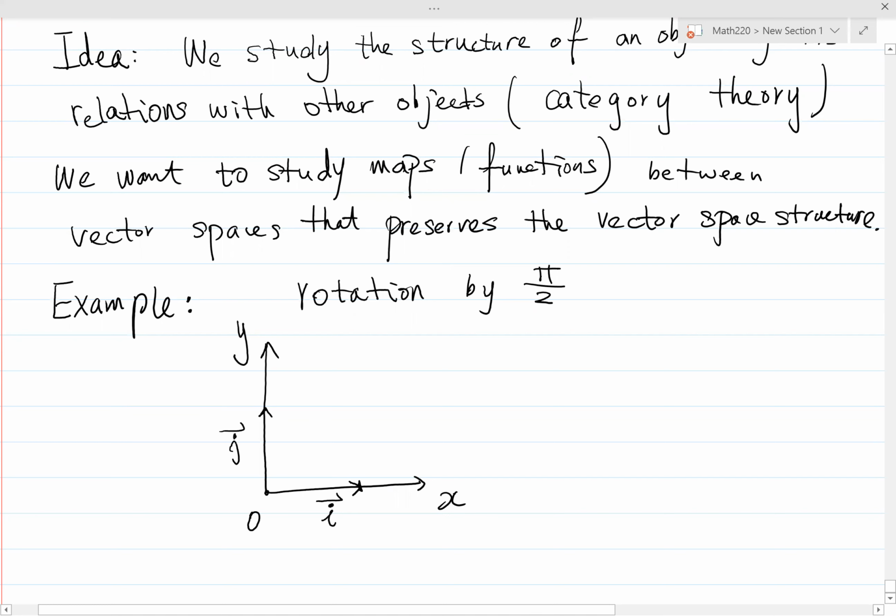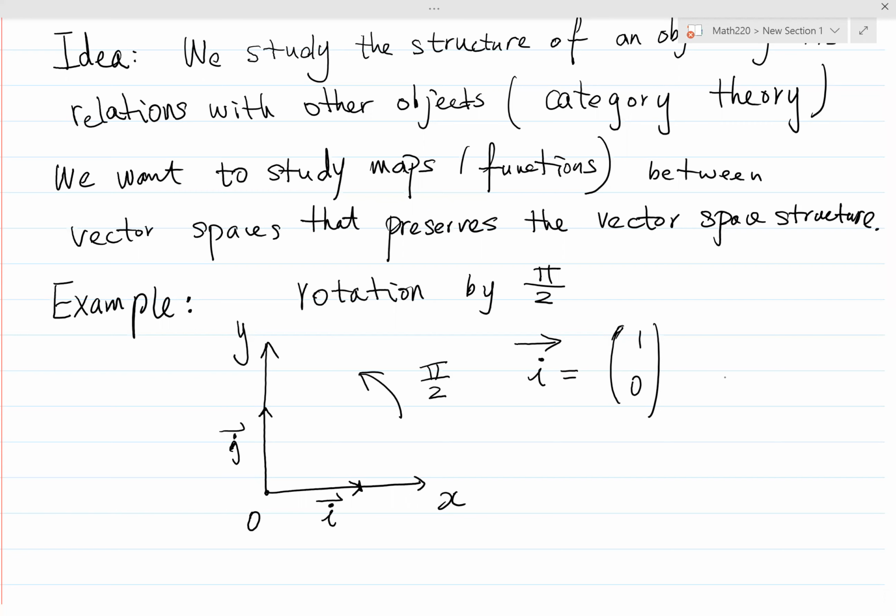Now what happens if we rotate by power 2? If we rotate by power 2, I we write in column form as 1, 0. The first component 1 means the x direction is 1, the y direction is 0. Now if we rotate it by power 2, what do we get? When we rotate, we use the positive direction. What do we get if we rotate I by power 2? And what do we get if we rotate J by power 2?